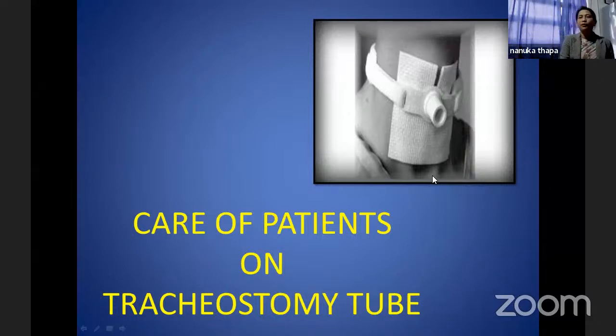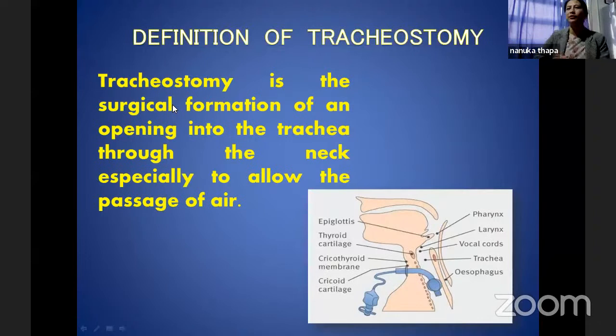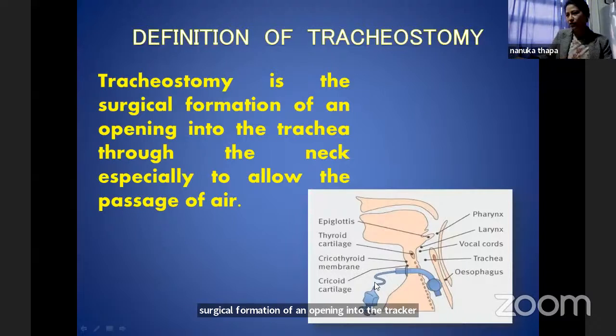So now the next topic is we'll learn about the nursing care for a patient with a tracheostomy tube. Definition of tracheostomy: tracheostomy is the surgical formation of an opening into the trachea through the neck, especially to allow the passage of air, as you can see in this picture. A tube is inserted through the neck into the trachea, okay?